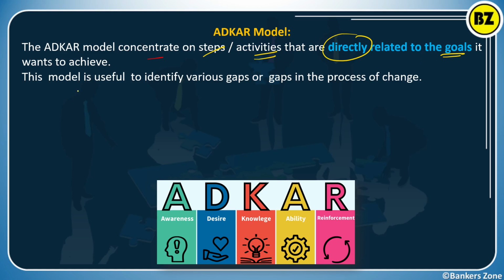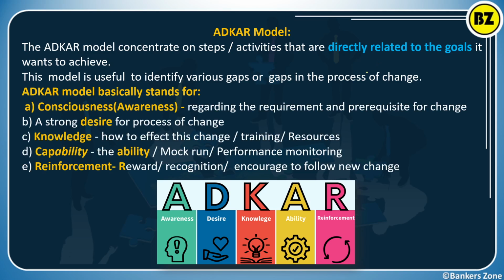This model is useful to identify the gaps in the process of change. What you have to remember is the meaning of ADKAR, and that it is useful to find the gap in the process. So remember, ADKAR is nothing but the gap. That is the keyword you have to remember. Now, the ADKAR model basically stands for A for awareness, which is basically the consciousness.